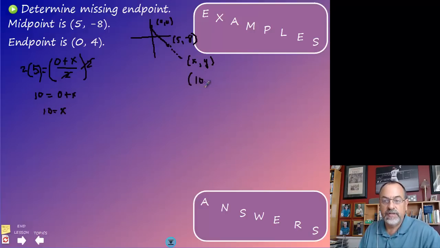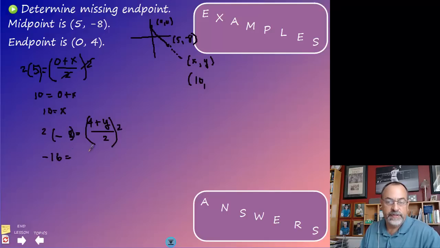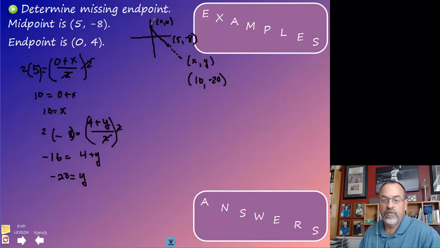So the coordinate down here is 10, and now I need to do the same thing using y. So the y of the midpoint is negative 8, and that's one endpoint, y, plus the other endpoint, which I don't know, divided by 2. So again, I'm going to multiply both sides by 2. Negative 16, that reduces. 4 plus y, solve for y, y is negative 20. So this would be negative 20. So the other endpoint is 10, negative 20. This endpoint is 0, 4. That will give me a midpoint of 5, negative 8.